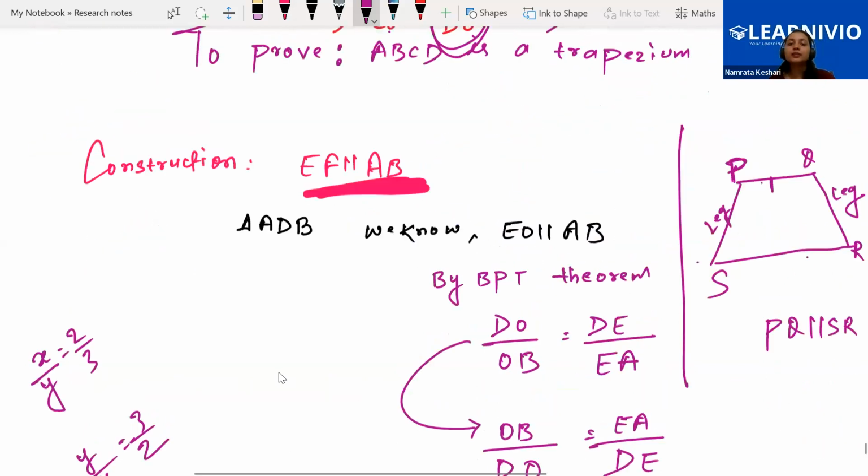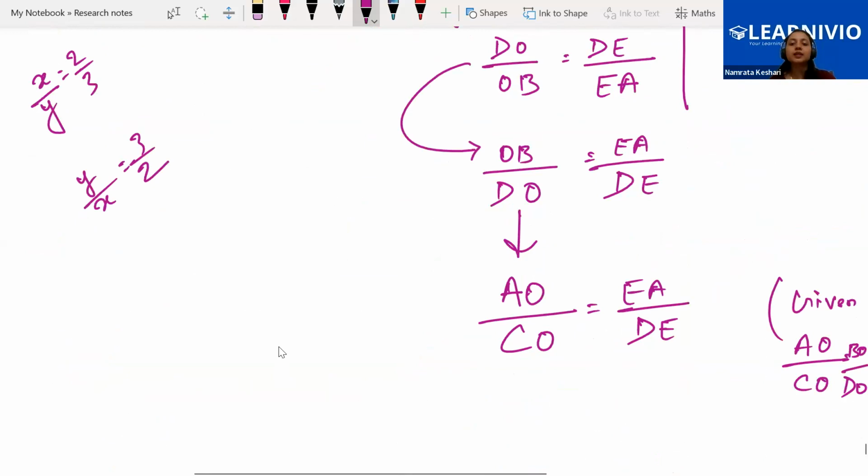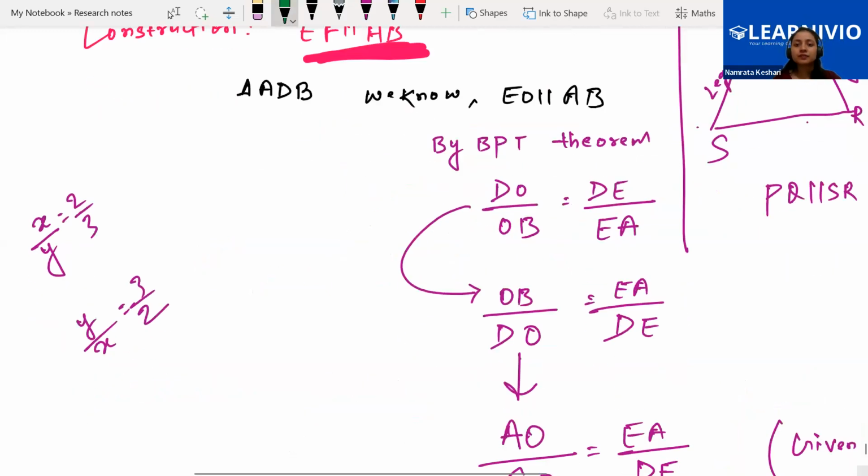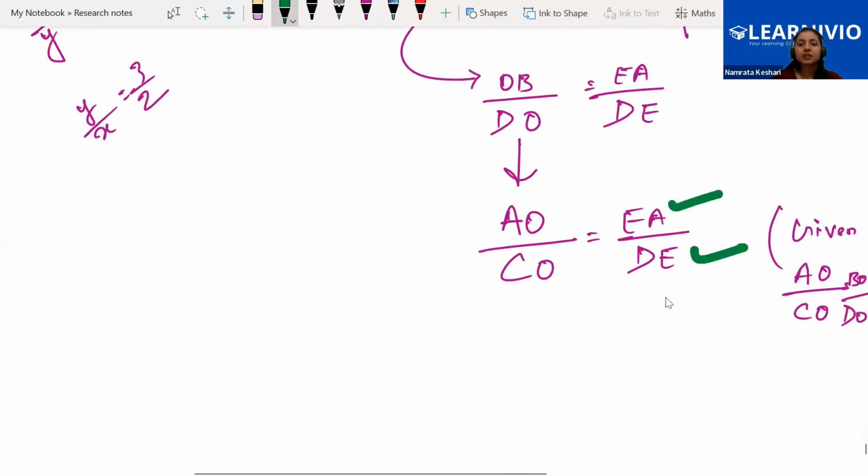Now focus on AO by CO and EA by DE. Can you see it is nothing but the sides of one of the triangles are in the same proportion? See which triangle, who will name it? Can you see whatever we have got? It is nothing but this triangle side AE by DE is equal to AO by CO. Can you see it? Yes, ma'am. AE by DE is equal to AO by CO. Can you see the green color triangle? Sides are in equal ratio.